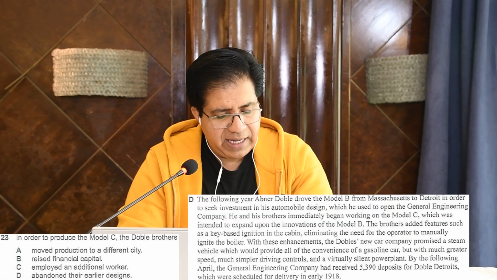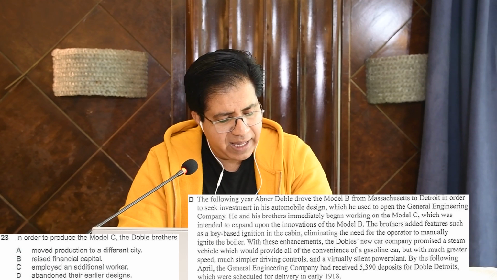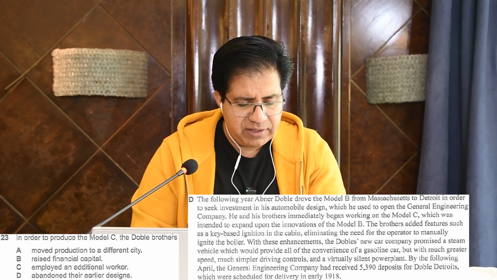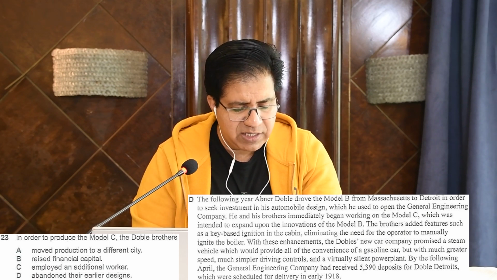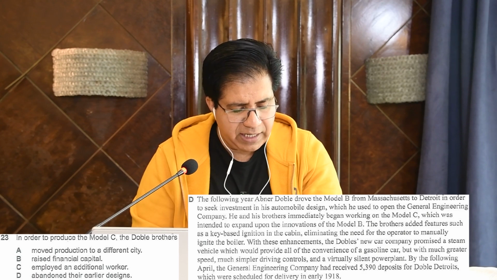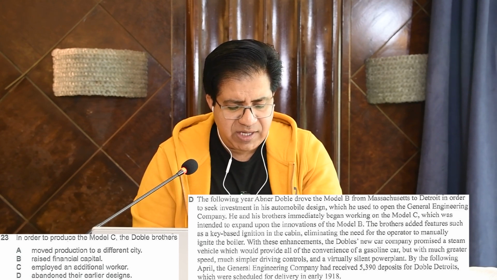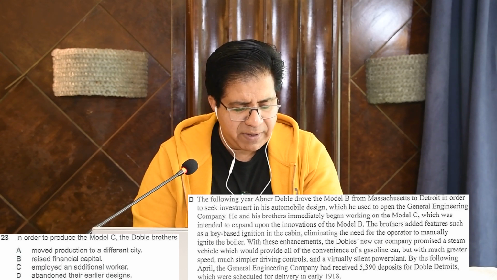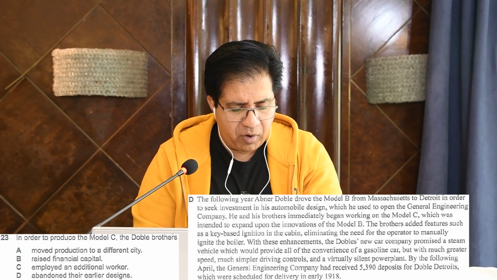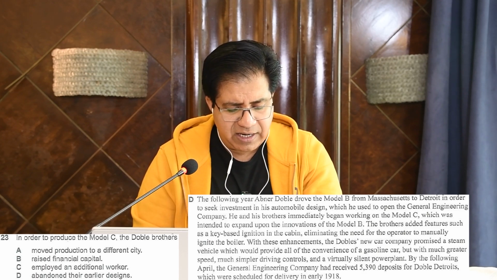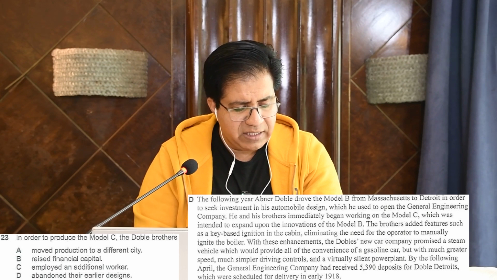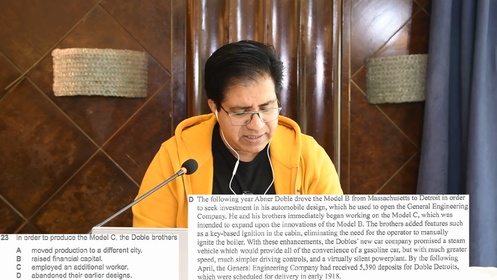Paragraph D. Okay, so let's read it from the beginning. The following year, Abner Doble drove the Model B from Massachusetts to Detroit in order to seek investment in his automobile design. Okay, next line. He and his brothers immediately began working on the Model C, which was intended to expand upon the innovation of the Model B. The brothers added features such as a key-based ignition in the cabin, eliminating the need for the operator to manually ignite the boiler. Okay, so they made some improvements like that.